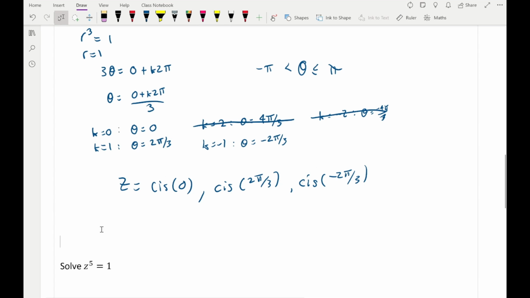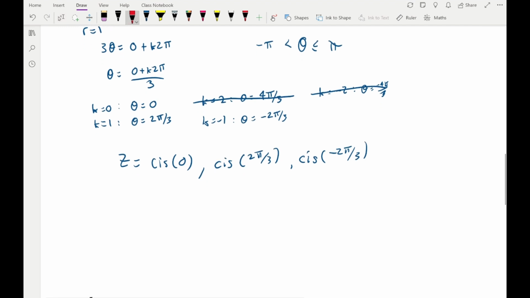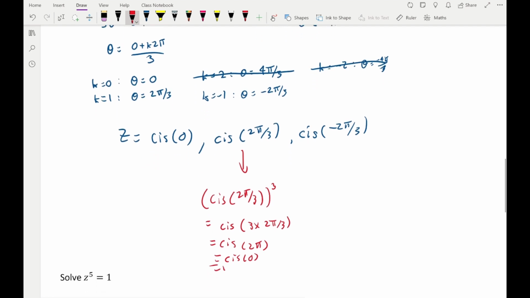So let's check and see if this works. If I take this one here, cis of 2 pi over 3, and cube that, I'm going to get cis of 3 times 2 pi over 3, which gives me cis of 2 pi, which is the same as cis of 0, which is 1. So there's actually 3 answers here.